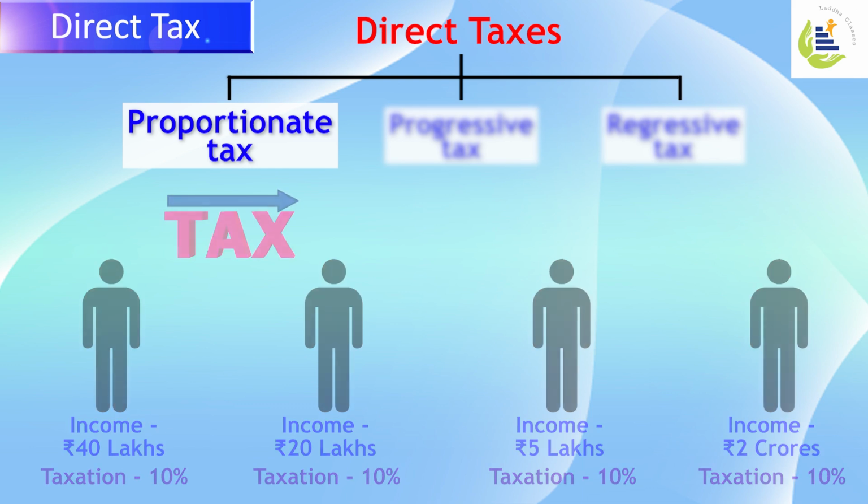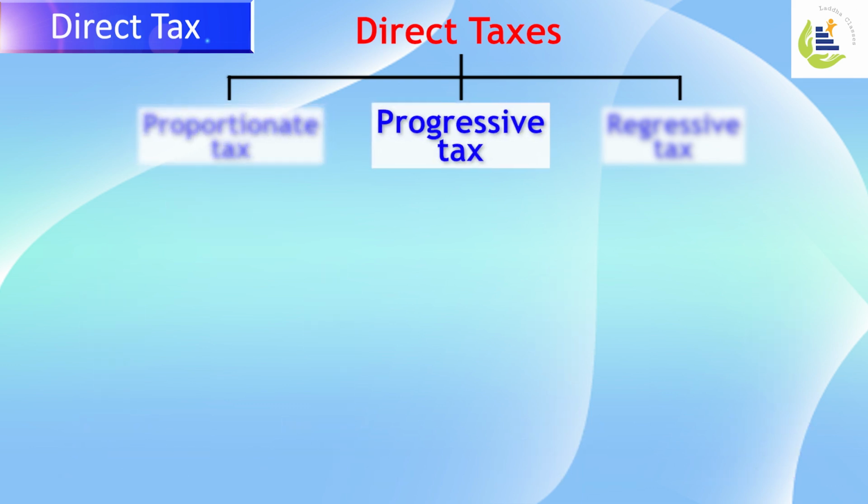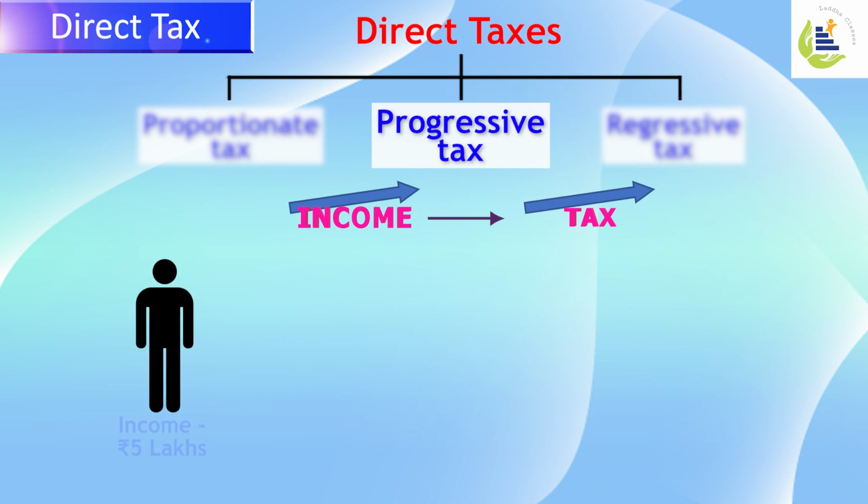Contrary to this, there is a progressive taxation system. In the progressive taxation system, what happens? As the person's income increases, the rate of taxation also increases with the increase in income. I'll explain this with an example. Let's say a person who is earning 5 lakhs is exempted from tax. So he's paying 0% of tax.